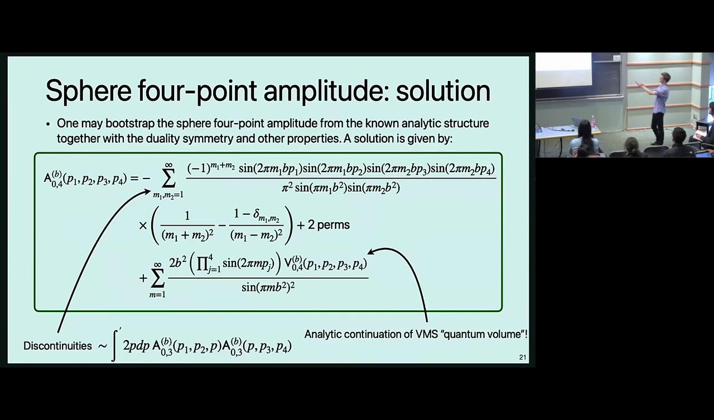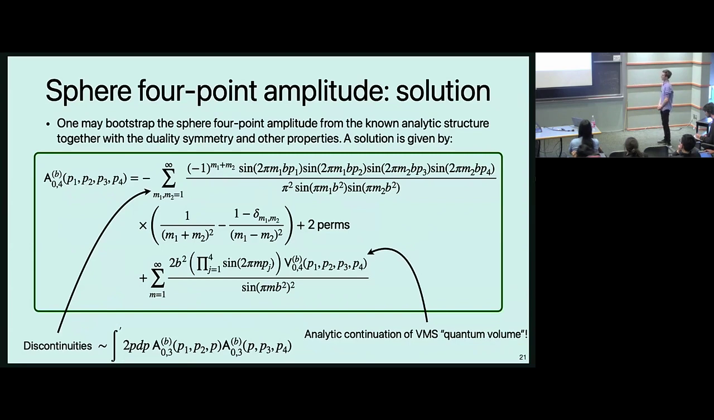Now, this term with the double sum actually generates the discontinuities of the sphere amplitude. If you further process it and actually evaluate these sums, you get some dilogarithms, which exhibit logarithmic discontinuities.